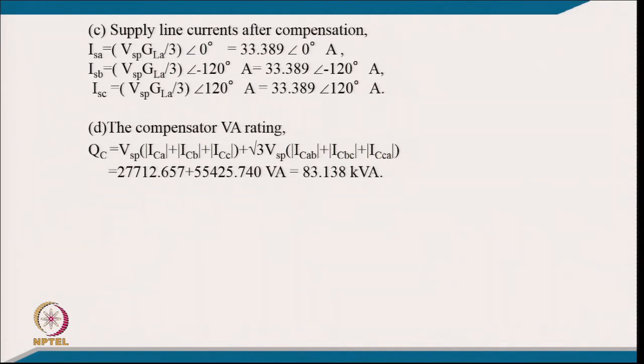it comes 33.389, with the angle of minus 120 degree and plus 120 degree, for a balanced load at unity power factor on the supply system. The compensator rating we can find out with the absolute current multiplied by the phase voltage, and from this, for star connected and delta connected, it comes after addition 83.138 kVA. So, in this case what we have done is load balancing, power factor correction, as well as neutral current elimination. So, all three functions we did with this compensator.